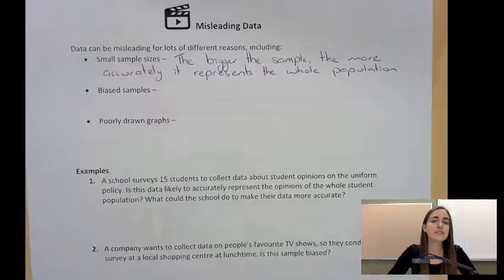The second reason that things can be misleading is if a sample is biased. That could be lots of different things as well, like maybe we're looking at favourite sports and we only ask males, not females. Or maybe we're asking about uniform preferences and we only ask seniors and no juniors. Biased samples don't represent the whole population.